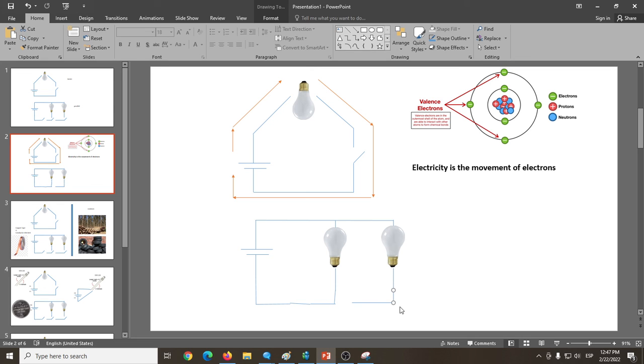And let's put another one here. So in this case they are on, the lights are on in this case.